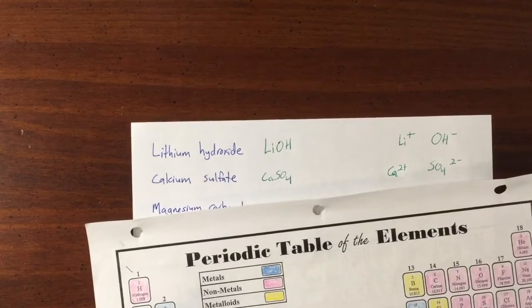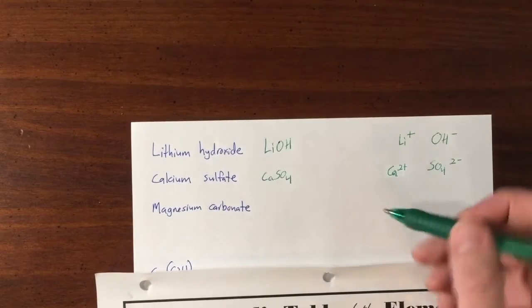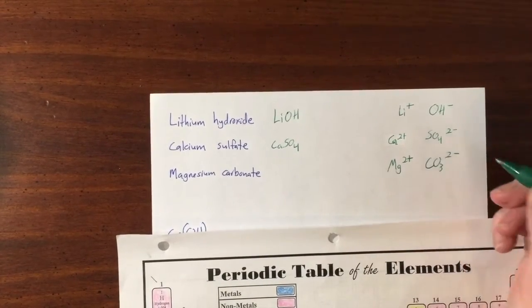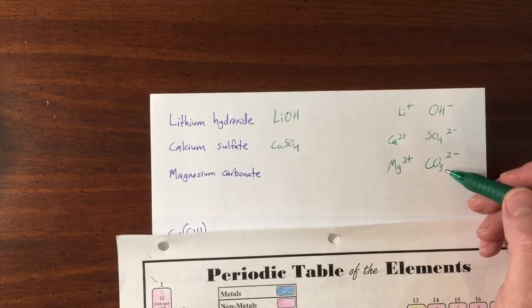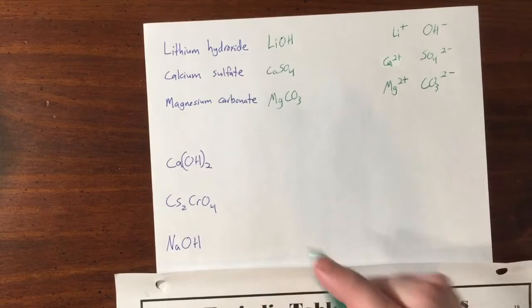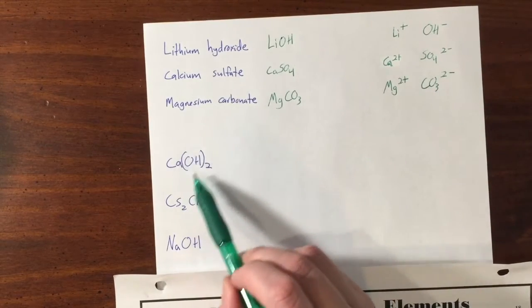Magnesium carbonate. Since it's an alkaline earth metal, we have a +2 charge. Carbonate is a polyatomic ion, CO3 with a -2 charge. Again, positive and negative balance out. So I'd write MgCO3.